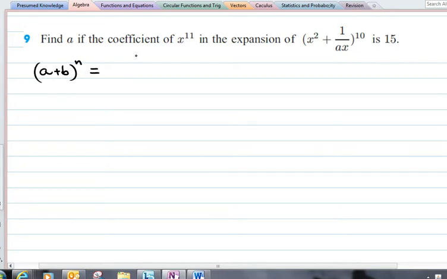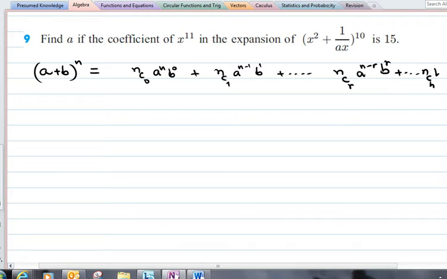Next, where you can see it, which is basically (a + b) to the power of n would be nC0 a to the n b to the 0, plus nC1 a to the n minus 1 b to the 1, till nCr a to the n minus r b to the r, until the last term is nCn b to the n with a to the power 0.